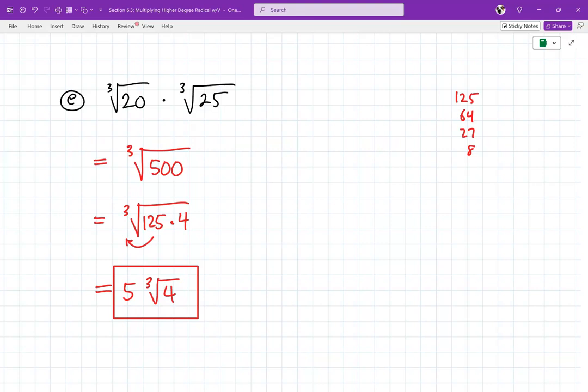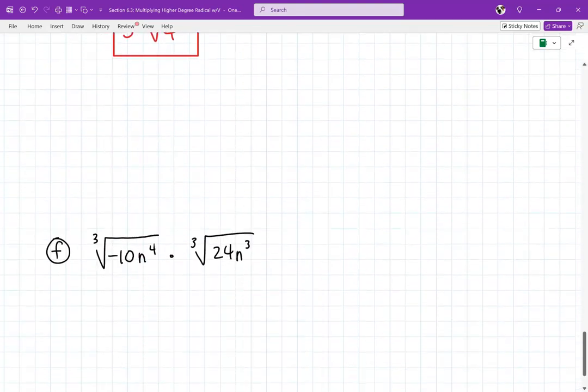So, I mean, this isn't terribly difficult. It's very straightforward, right? The number got a little big, but remember, you're just thinking, okay, divide by 125 first. If that doesn't work, try 64, try 27, and try 8. Why do we try those 4 numbers? Because those have cubed roots, right? Those have cubed roots. So we try those.